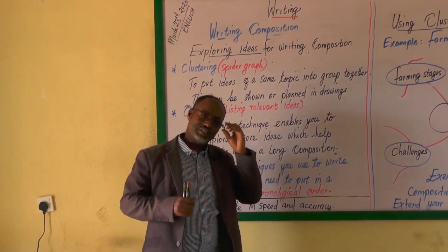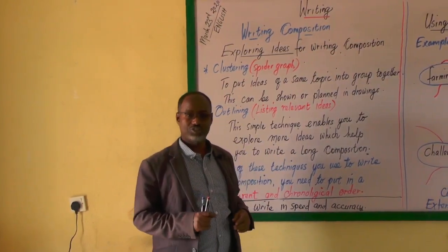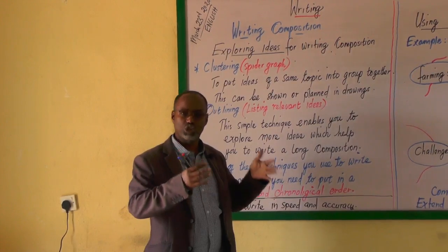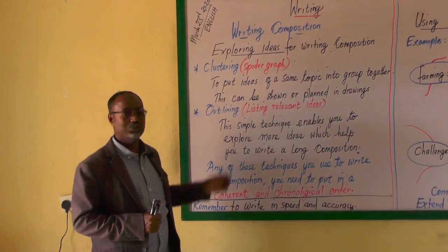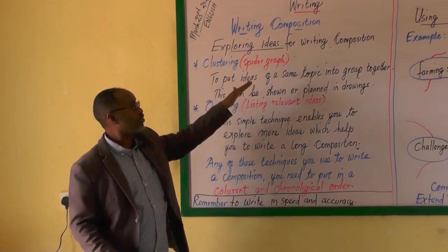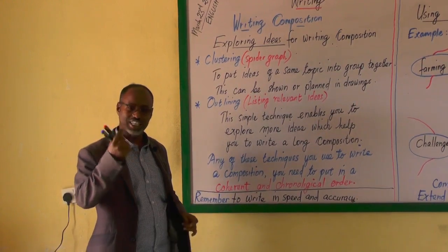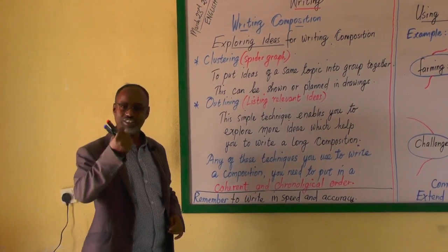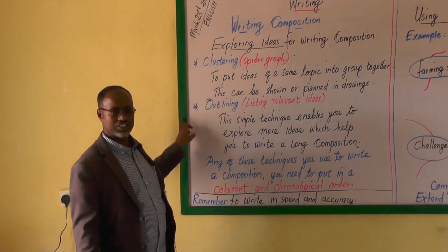When you have got the pen and you want to write, you need to get more ideas so that you can put them into your writing. So I hope this will help you. Exploring ideas for writing composition. Exploring, it means what? Searching. Try to find something. Okay? Here we have these two techniques today.